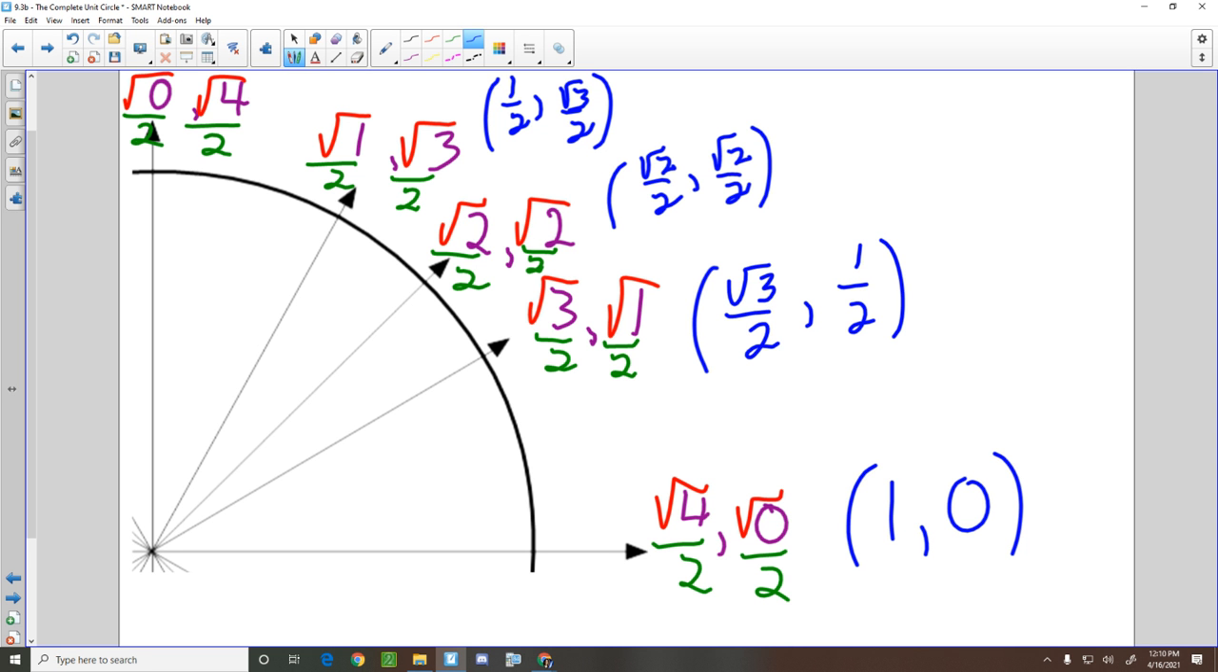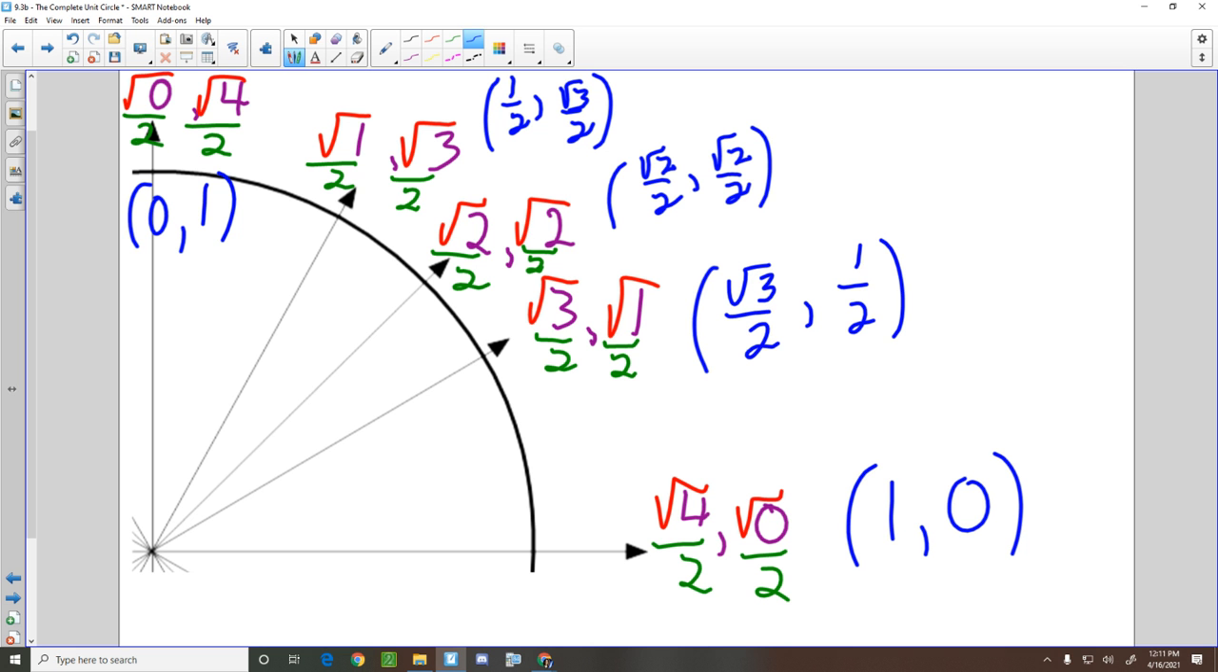And finally, that top 90-degree angle. Square root of 0 is 0, divided by 2 is 0. The square root of 4 is 2, and 2 divided by 2 equals 1. So 90 degrees is the point 0, comma 1. Isn't that amazing? Yes. What? Why? How does that work? That's so easy now, isn't it? I know.